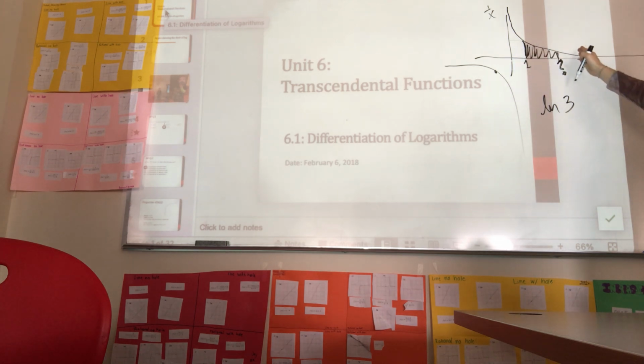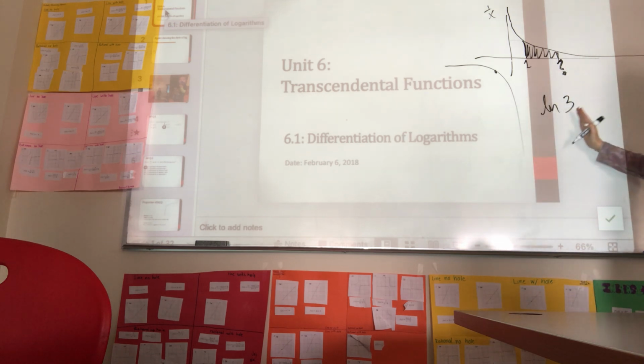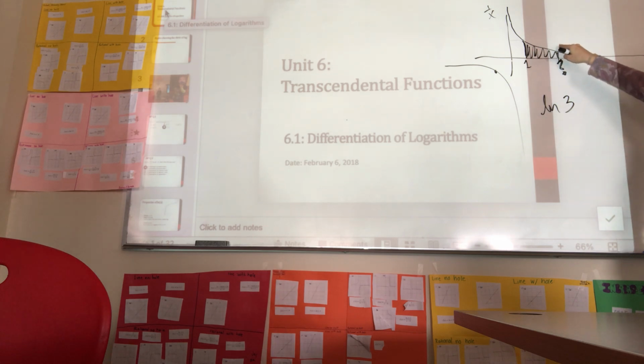So we figured out the area from 1 to 2.7. The definition of a logarithm is the area underneath 1 over x starting at 1. It ends at whatever you're finding the logarithm of. Or you could say it's the area between 1 over x and the x-axis, and it starts at x equals 1.